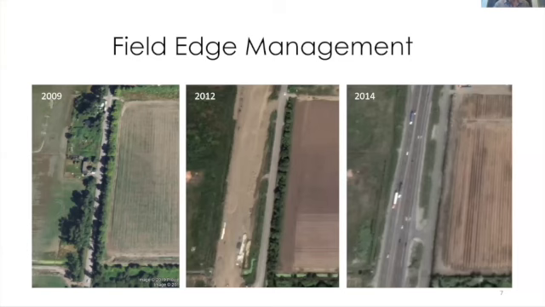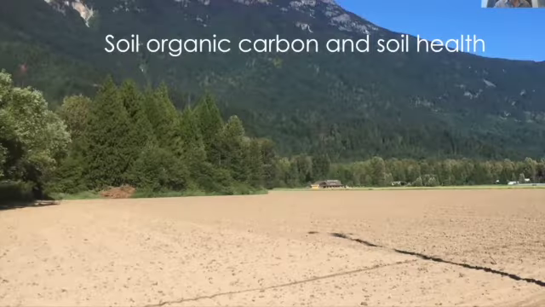Or we could be looking at field edge management. So we could be planting hedgerows or riparian buffers on the edges of our agricultural fields, or we can be conserving them. This is a situation here where we see, over a period of 5 years, basically deforestation on the edges of our agricultural fields.